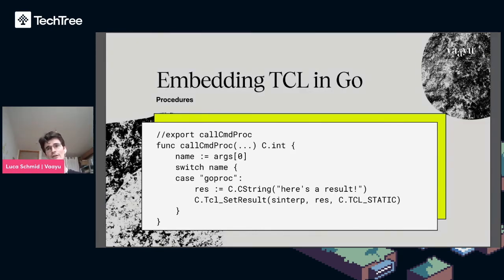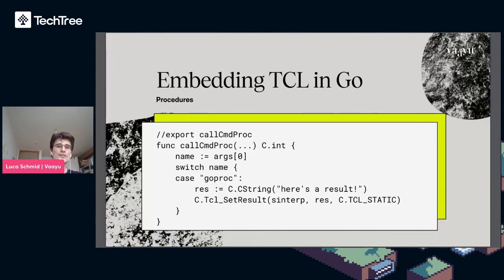Basically, the C API of Tickle takes a callback function when you define a procedure. So you call define procedure, you pass it the name of your procedure and some other parameters, and you pass it a callback function, which is a C function that should be called whenever that procedure is called. And C callback function pointers can't simply be passed to a CGO function. So instead, we have to work around that a bit.